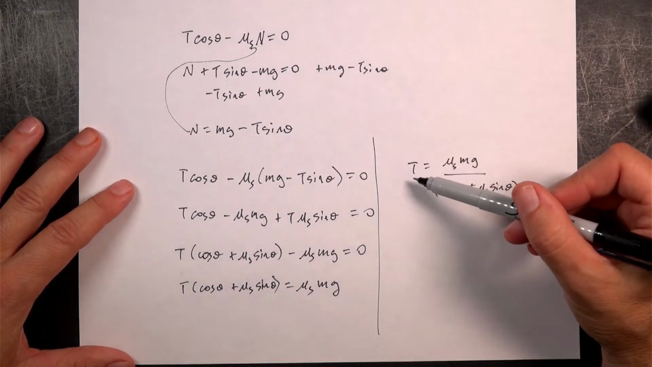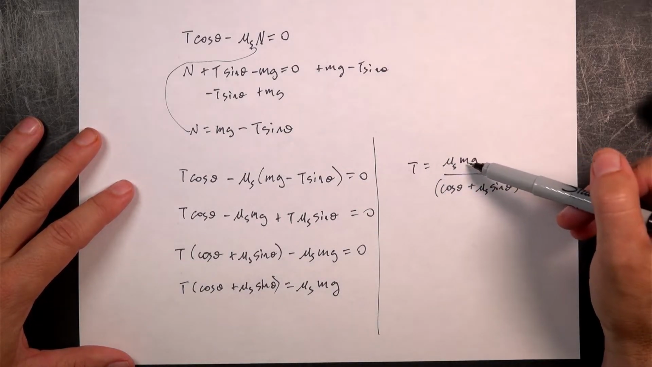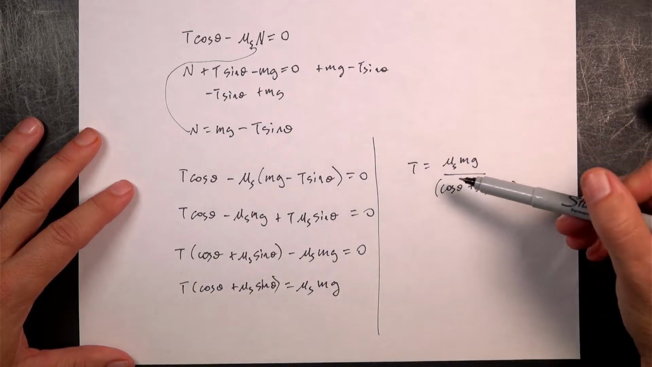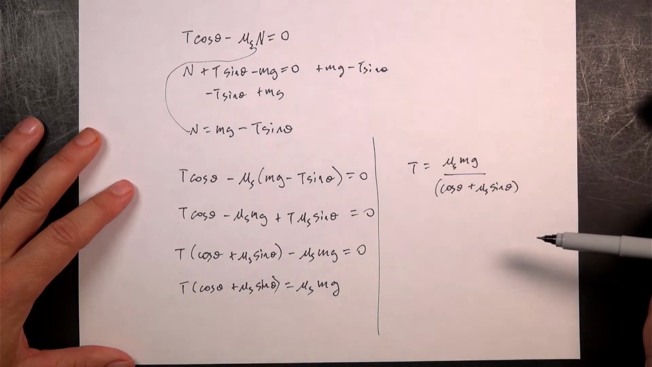Now, I know all my values, but let me just check real quick. This should be in units of newtons. So let's check the units. This says mu has no units. M times g is units of newtons. Cosine theta, no units, no units, no units. So I do get units of newtons. That's good.